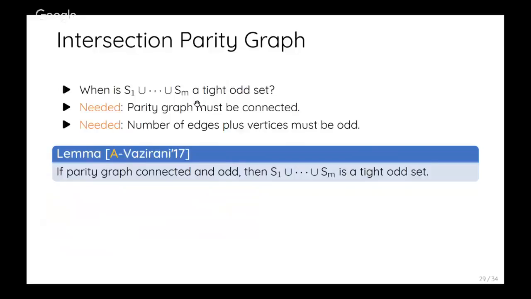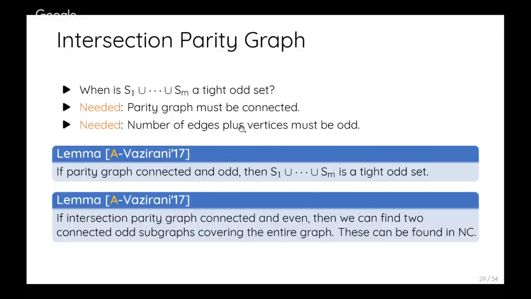And what we showed was that these are the only things needed. So if you have a graph that's connected, and whose number of edges plus the number of vertices is odd, then you can take the union, and the union is an odd tight set. The way you prove such a thing is by induction. You basically find subgraphs that satisfy the same properties, and then you show that you can merge each subgraph into one set and then take the union of the two subgraphs.